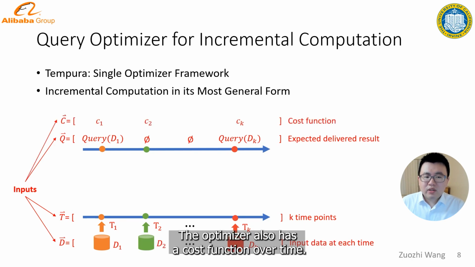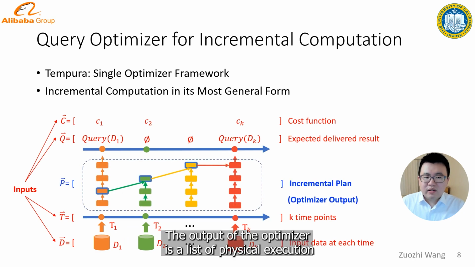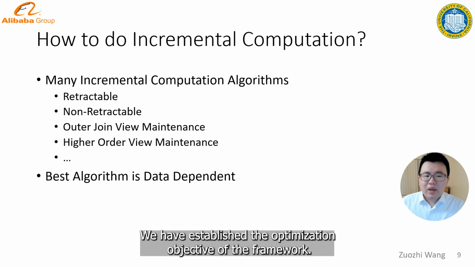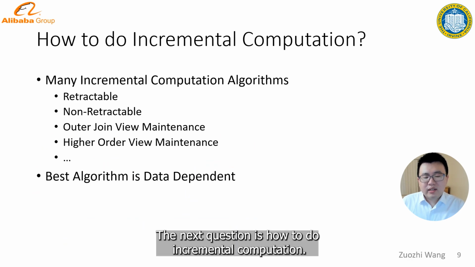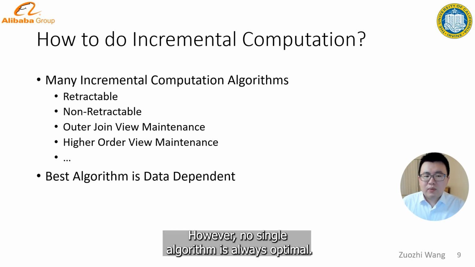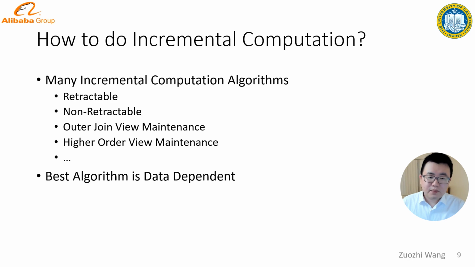The optimizer also has a cost function over time. The output of the optimizer is a list of physical execution plans to run at each time point. We have established the optimization objective of the framework. The next question is how to do incremental computation. This problem is also not trivial since there are actually many algorithms. However, no single algorithm is always optimal. We will look at two algorithms, retractable and non-retractable incremental computation.